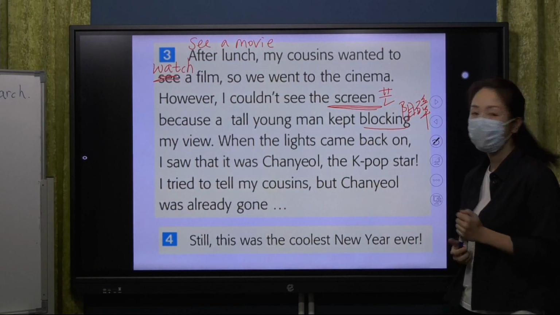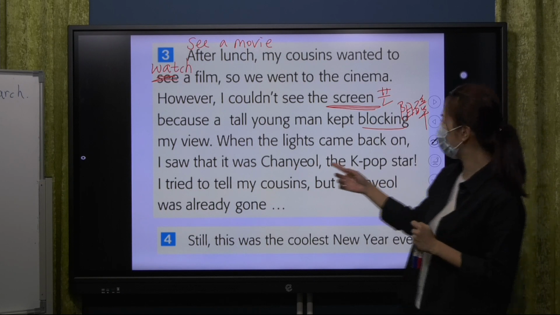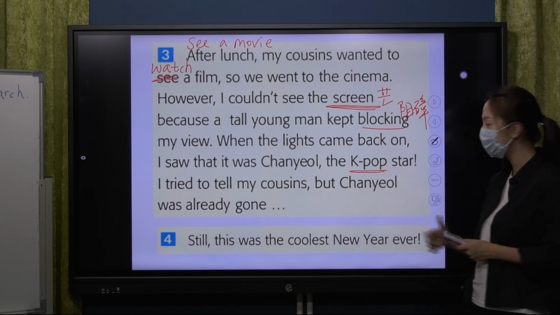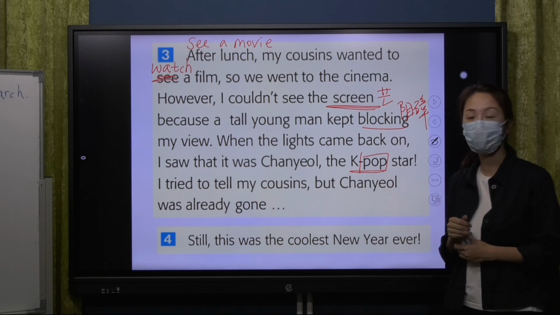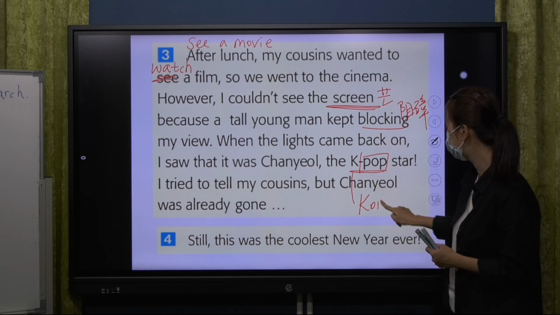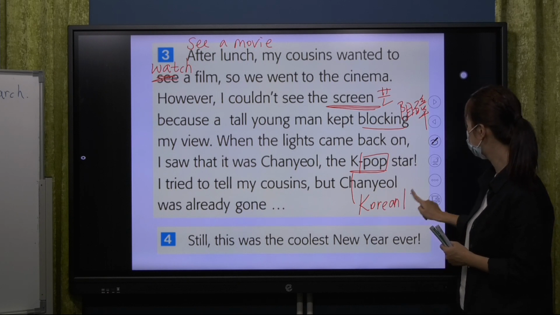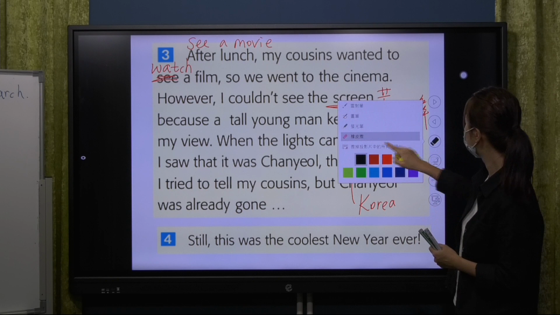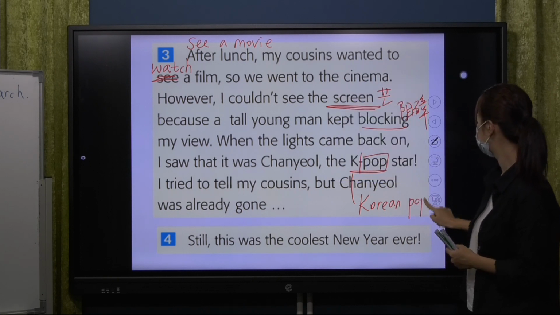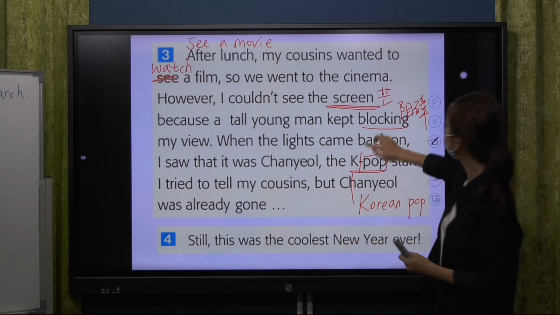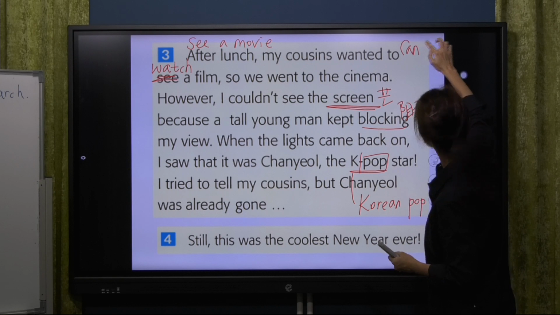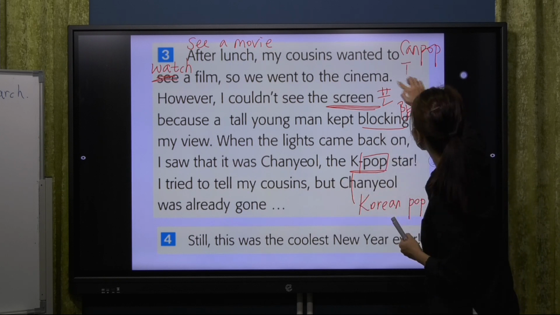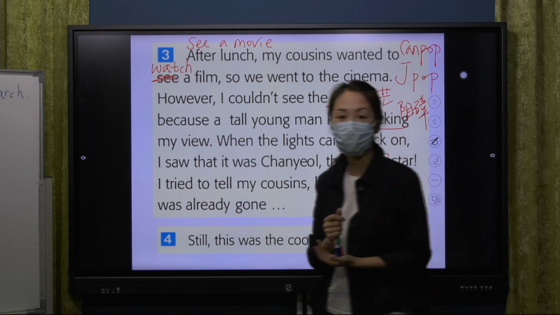When the lights came back on, I saw that it was Chen Yao. I don't know who this is. The K-pop star. Do you know what is K-pop? Pop means popular, 流行啊. So K-pop is Korean. Relatively we also have Canto-pop, so it means Cantonese pop star. And also J-pop, Japanese pop star.